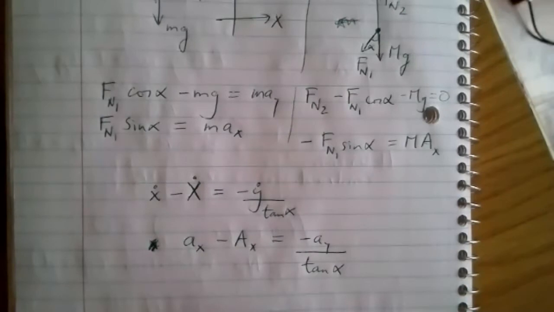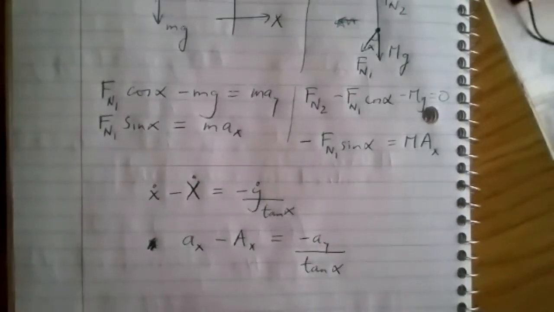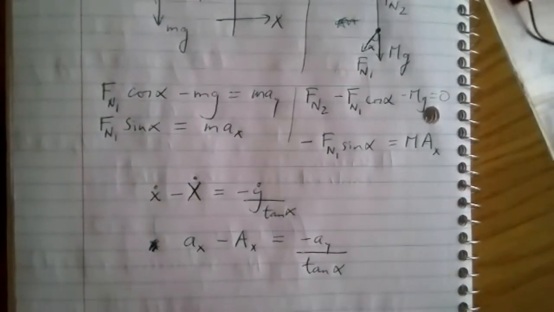All right, so now we have 5 equations and 5 unknowns, and so we can start eliminating those one by one. Well, we can solve for all of them.